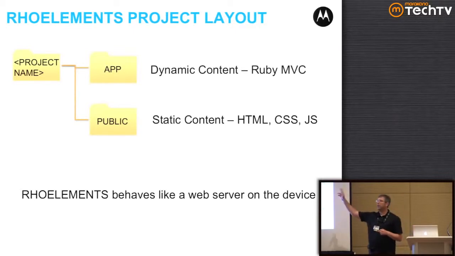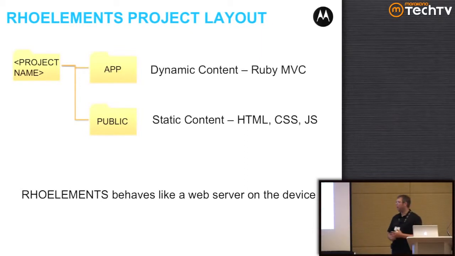So the first one is the app folder, and the app folder is where you are going to put dynamic content, content that's typically data-driven, content that's going to be generated rather than static. And this is also where you delve into the Ruby MVC framework. Then you have your public directory, and the public directory is where you put your static content.